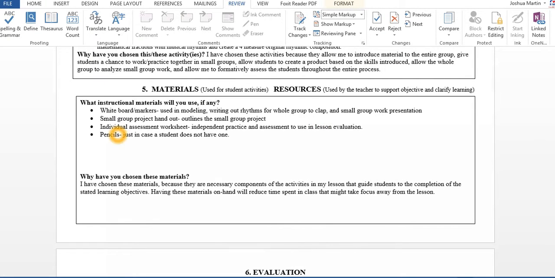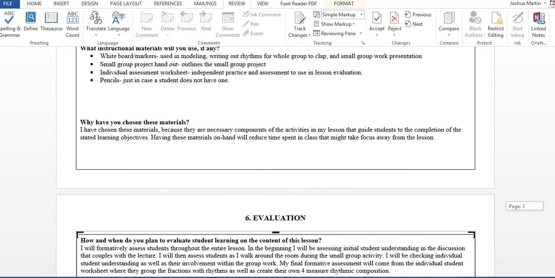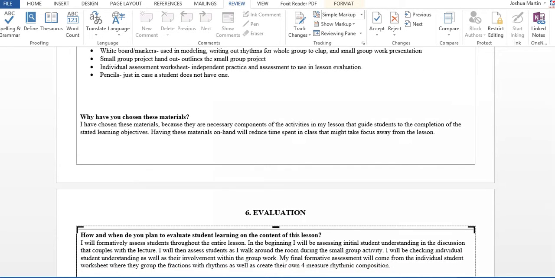And I'll also have a bunch of pencils on hand just in case a student does not have one. That way we don't have to worry about stopping class for them to find a pencil or for me to go get one out of the office. I've chosen these materials because they are necessary components of the activities in the lessons. Also, having these on hand will reduce any time spent in class that might take the focus away from the lesson by me having to go and get these materials.